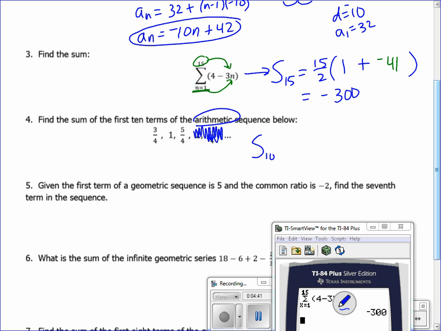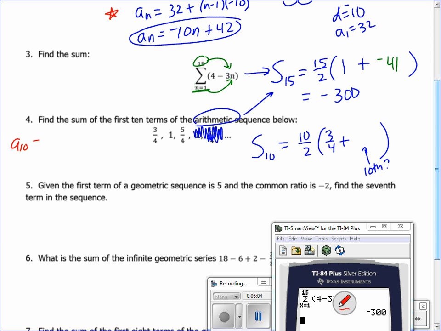It did say arithmetic, so I'm using that same formula that I did right there. So I will put 10 over 2. First term I can easily see is 3/4 plus, the problem is I need the last term. I need to find the 10th term right here. So I'm going to go over to the side and use my formula from up here to go ahead and find the 10th term.